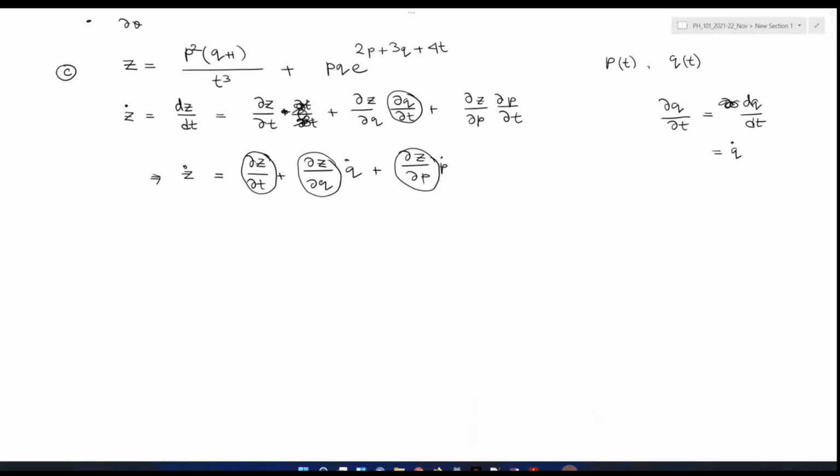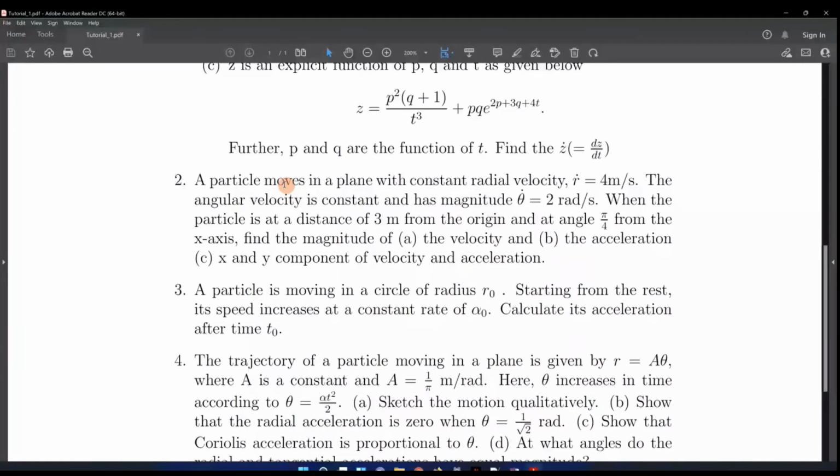Okay. So the second problem is: a particle moves in a plane with constant radial velocity r dot. So r dot is given as constant, 4 meter per second. Angular velocity is also constant and has magnitude theta dot equal to 2 radian per second. When the particle is at a distance 3 meter from the origin, at an angle pi by 4 from the x-axis, we are supposed to find velocity, acceleration, and x and y components of them.